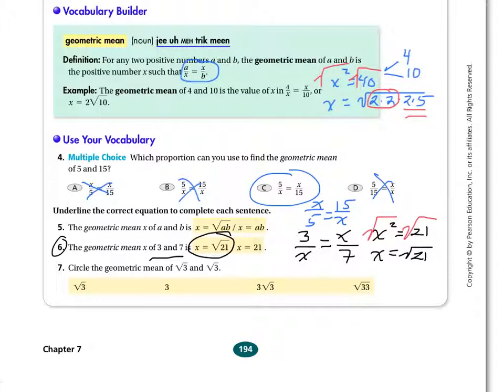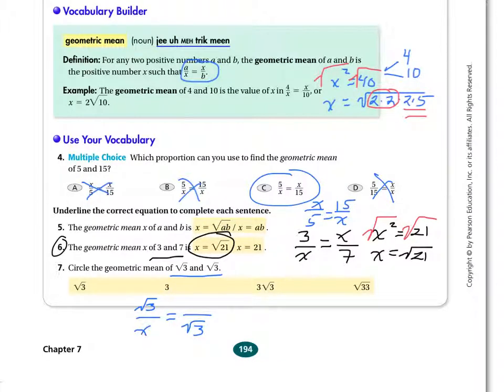Number 7 is an interesting one. Circle the geometric mean of radical 3 and radical 3. What number is in between radical 3 and radical 3? Well, let's look to see how that plays out. Let's take the two numbers that they gave us, and we're going to set them on a diagonal to themselves. What do you put on the other diagonal?